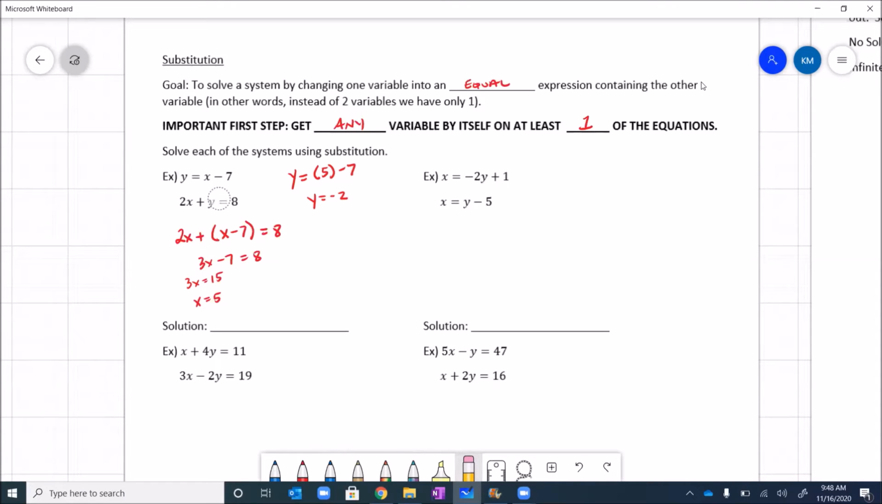And so I found x and y, and I can double check that it works just by plugging it into this equation here. 2x, which we said was 5, plus negative 2 equals 8. 2 times 5, 10, minus 2 equals 8. Does that work? It does. So x is 5, y is negative 2, and we'll want to write our solution as an ordered pair, (5, -2).